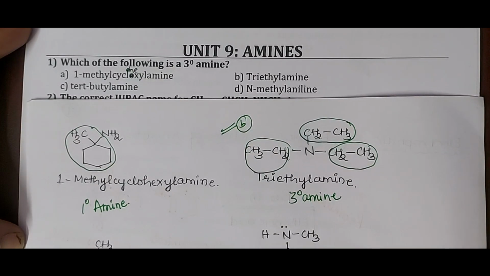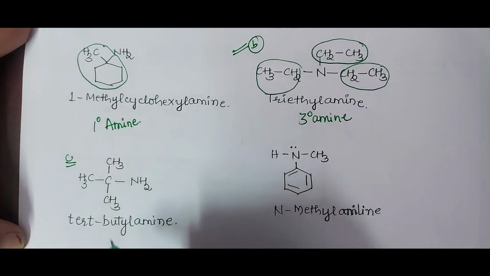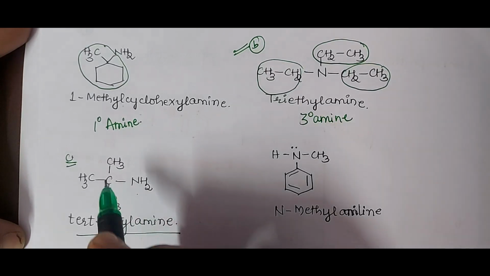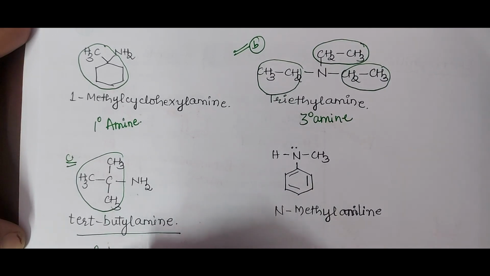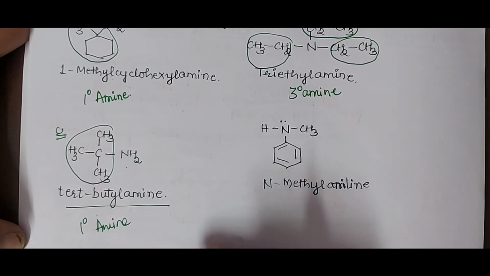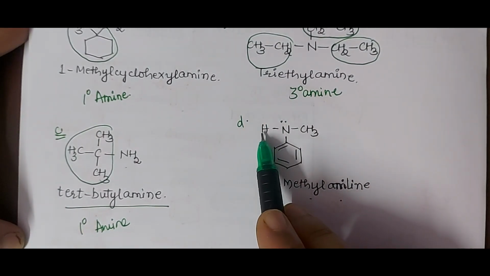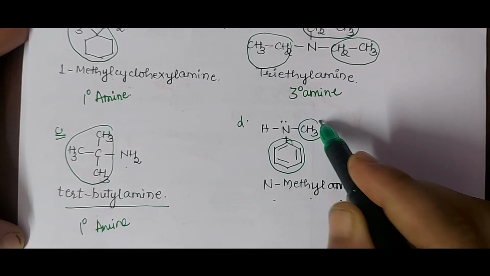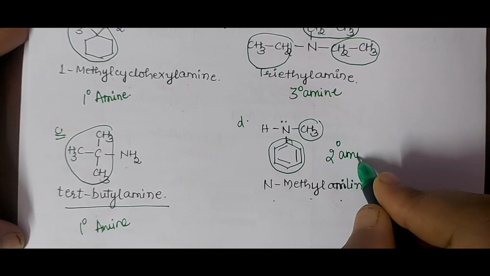Option C was tertiary butylamine. When we draw the structure of tertiary butylamine, this is a structure where only one hydrogen of ammonia is substituted by a tertiary butyl group. Hence it is also an example of a primary amine. Option D was N-methylaniline. Here, one hydrogen is substituted by a benzene ring, another by a methyl group, and two hydrogens are substituted. So it's an example of a secondary amine.